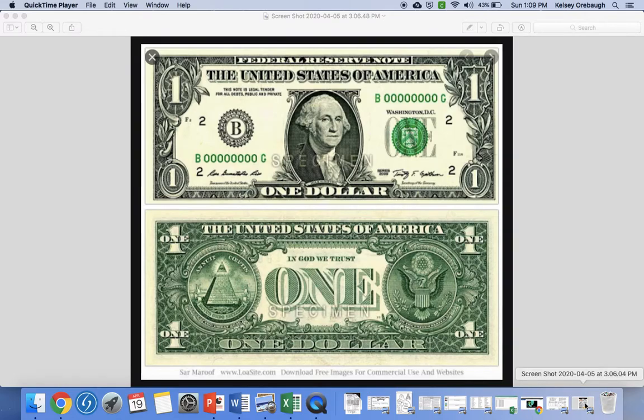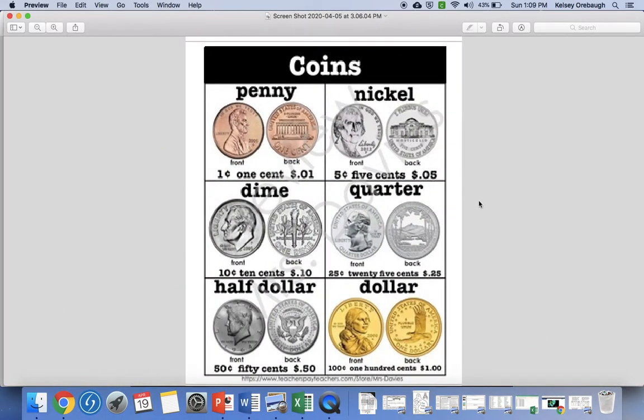Okay, now let's review our coins. We have the penny, which is 1 cent. There's our cent symbol, which is the copper-colored coin. The penny is the copper-colored coin, worth 1 cent. Then we have our nickel. Our nickel is worth 5 cents. 5 cents. See the cent symbol there?